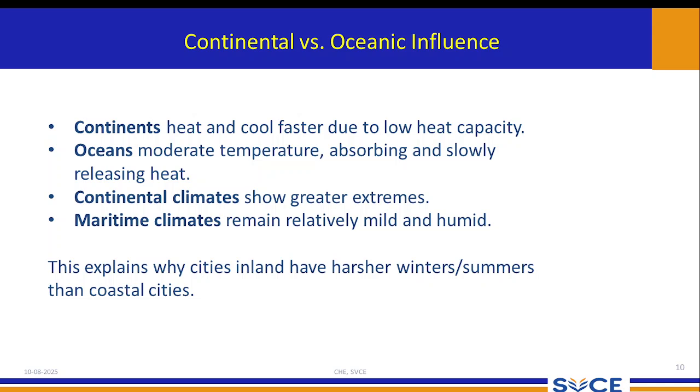And continental and oceanic influence. Okay, the continents heat and cool faster due to low heat capacity, while oceans moderate temperature, absorbing and slowly releasing the heat. So it will absorb the heat radiation and then slowly release the heat. Continental climate shows greater extremes, and maritime climate. What does maritime mean? Whatever is very close to the sea. Okay, maritime climates remain relatively mild and humid.